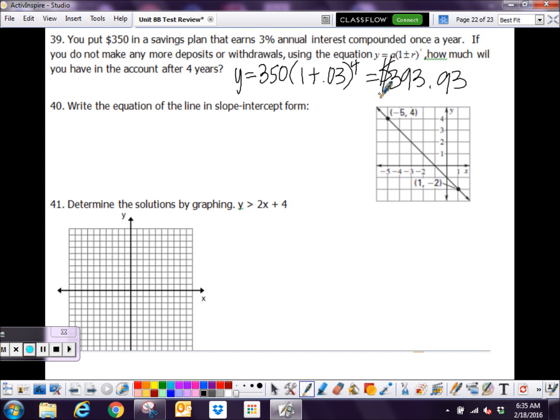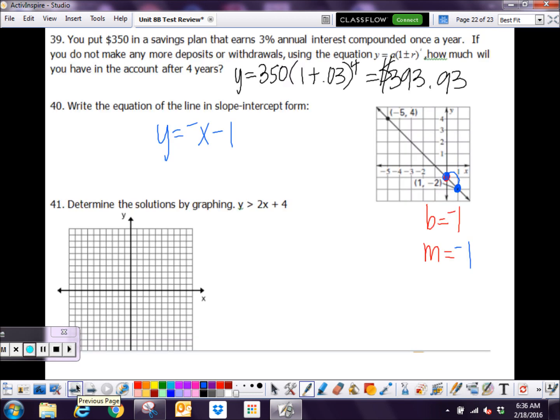40, write the equation of the line with slope-intercept form. Okay, so I'm going to look here. I can see my y-intercept. My b is negative 1. My slope, if I pick 2 pretty points, my slope is up 1 over 1. Okay, but this is going downhill, so my slope is negative 1. So this is easy. My equation here is y equals negative x minus 1.